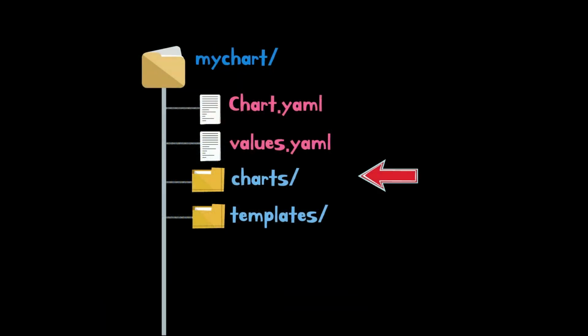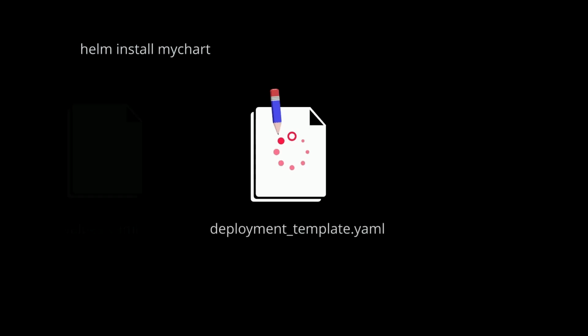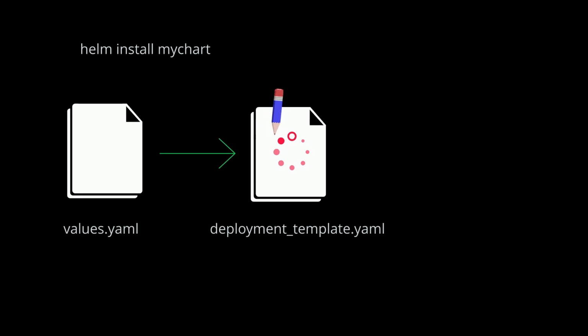This folder will contain all the dependencies for the chart. And at the last, the template folder will contain the actual templates. So the flow goes like this. When you execute the Helm install command, the template file will be filled with the values from the values.yaml file and will create a Kubernetes manifest, which can then be deployed to the cluster.